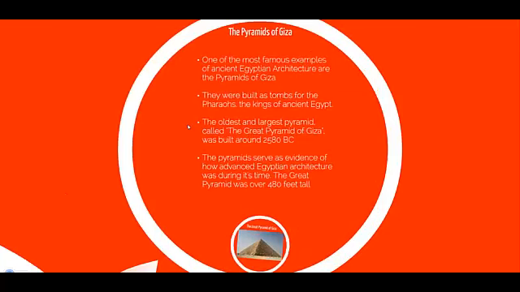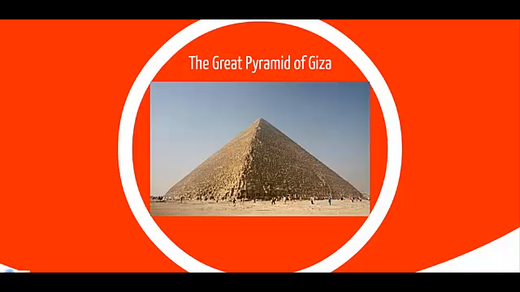So, the Pyramids of Giza. One of the most famous examples of ancient Egyptian architecture are the Pyramids of Giza. They were built as tombs for the pharaohs, the kings of ancient Egypt. The oldest and largest pyramid, called the Great Pyramid of Giza, was built around 2580 BC. The pyramids serve as evidence of just how advanced Egyptian architecture was. The Great Pyramid was over 480 feet tall. Again, here's a picture so you can see just how big it is.